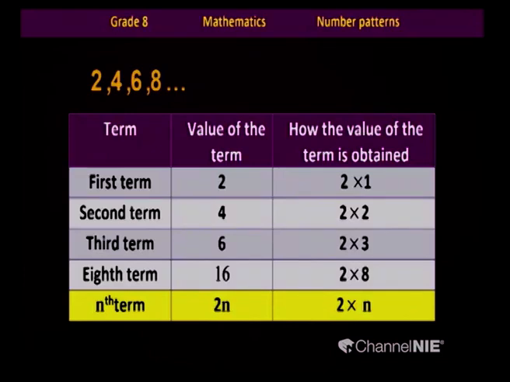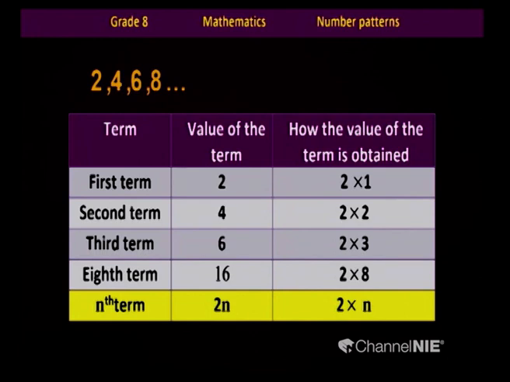8 multiplied by 2 means 16. Once again, we got the value of the term correctly. Therefore, we are going to find an algebraic expression for the nth term of this number pattern. Once again, we will follow the same method.